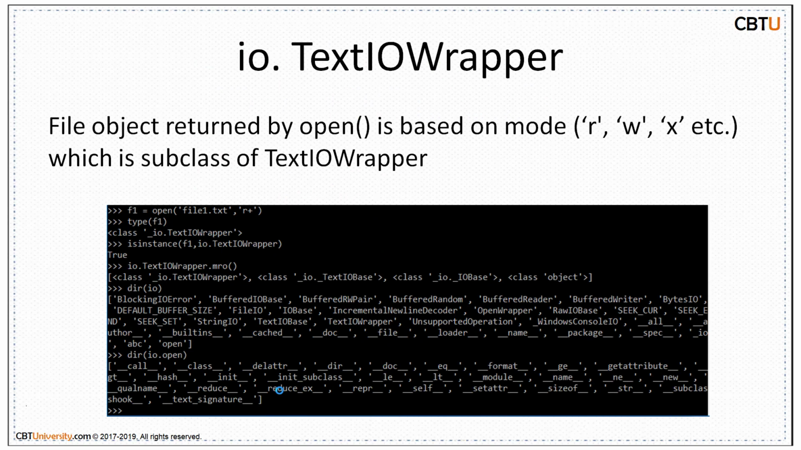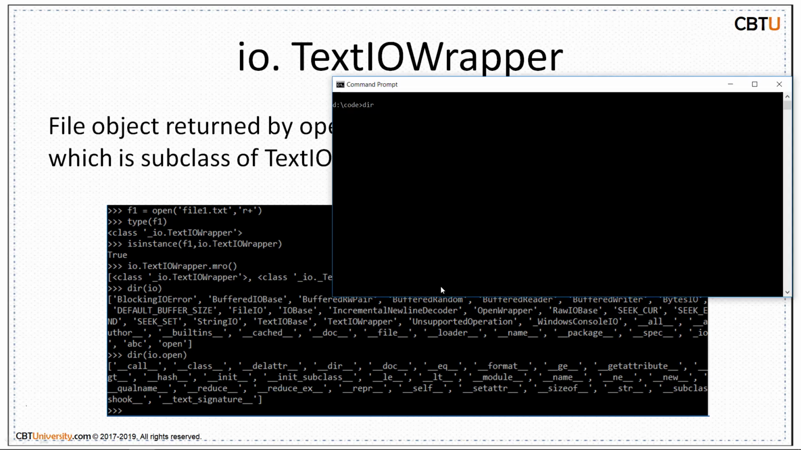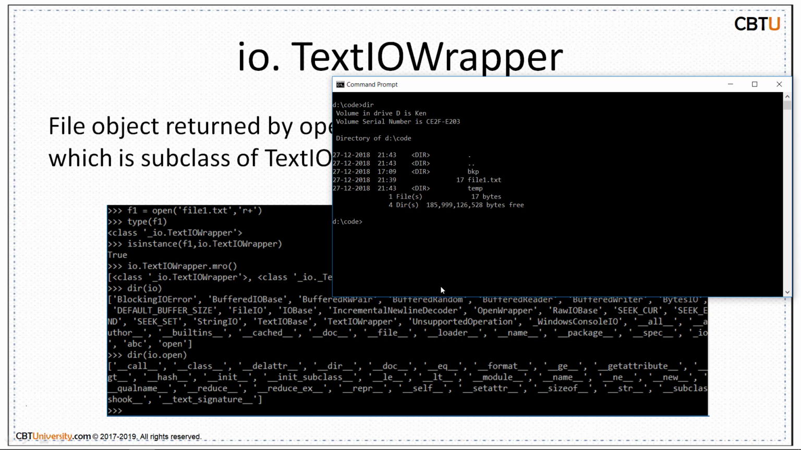The file object returned by open is based on the mode the file is opened in. The file object is a subclass of TextIOWrapper. Let us see what files exist. We have file1 here, Python shell. Let us open file1 for default reading. Let us see the type of this file object. It's of io.TextIOWrapper.